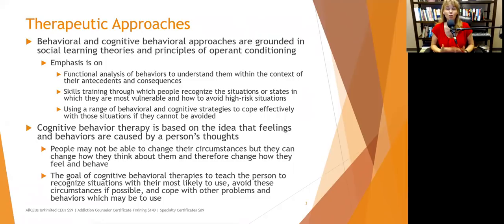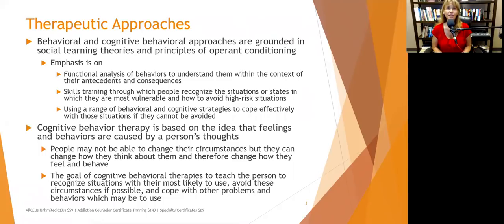Cognitive behavioral approaches and behavioral also provides skills training through which people recognize the situations or states in which they're most vulnerable. So situations could be a bar or your relative's house or whatever, and states could be if you're depressed or if you're anxious or if you're overtired. Different conditions that basically make you more vulnerable to using. And then you learn how to avoid those situations or deal with them if they're unavoidable.